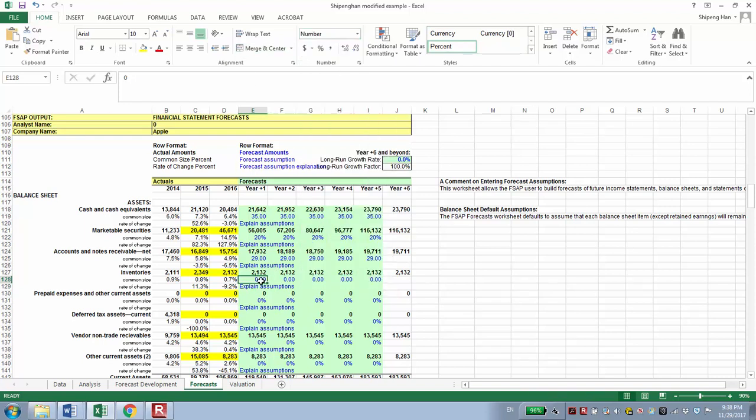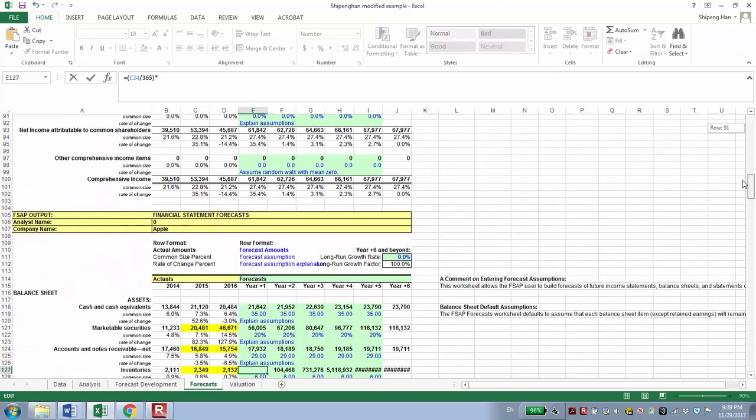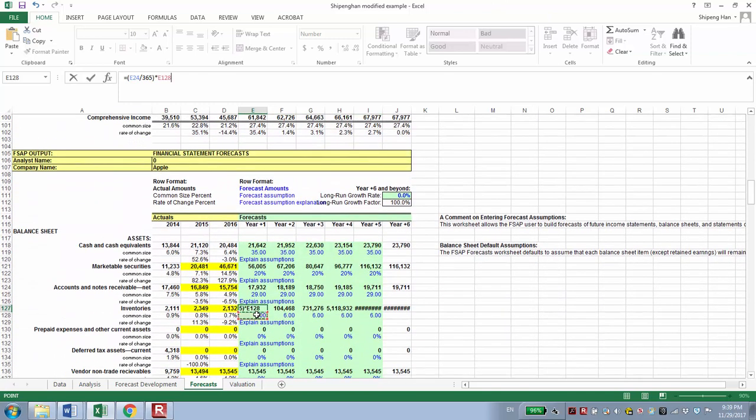Okay, so we have number of days 6, and again we change the format to number, then 6. Okay, next is to change the formula. But this time the difference is we should enter the cost of goods sold, right? Cost of goods sold, divided by 365. That's the daily cost of goods sold, and multiplied by the number of days, actually 6.